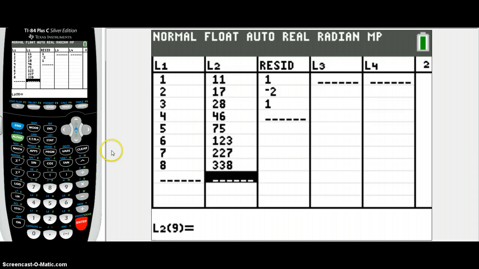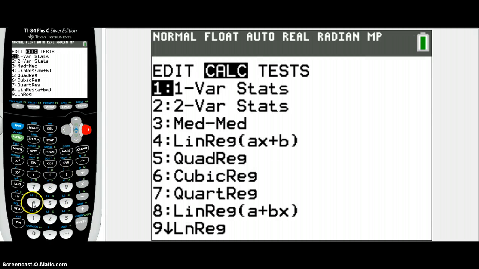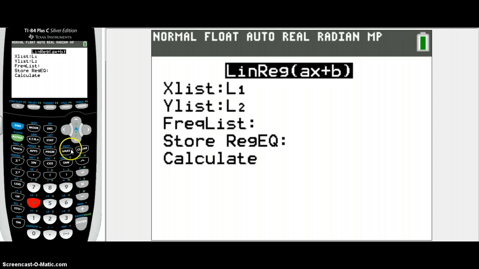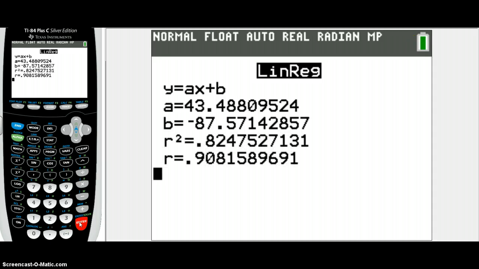Once those are in our calculator, we're going to hit Stat, arrow over to Calc, press 4 for linear regression. If you have this calculator, you're going to arrow down to Calculate. If you don't, you need to type in L1, comma L2, and then hit Enter. Okay, so here's my linear regression. It tells you to round to the nearest hundredth. So it should be y equals 43.49x. And then since this is negative, minus 87.57.